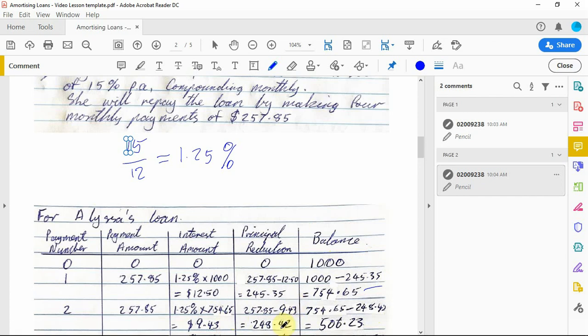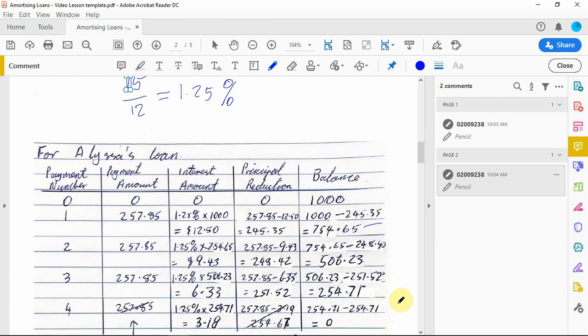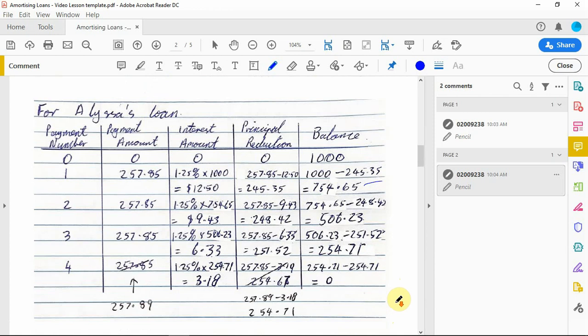Take that off their payment, $248.42 is what she pays. Take that off our previous balance, $506, and so on. Then the next month, same process, and then the final month. Now you can see I've made some adjustments here in the final month. So $254.71 is what she owes. So really, after that last month, you're really going to want to have your principal reduction to be $254.71.